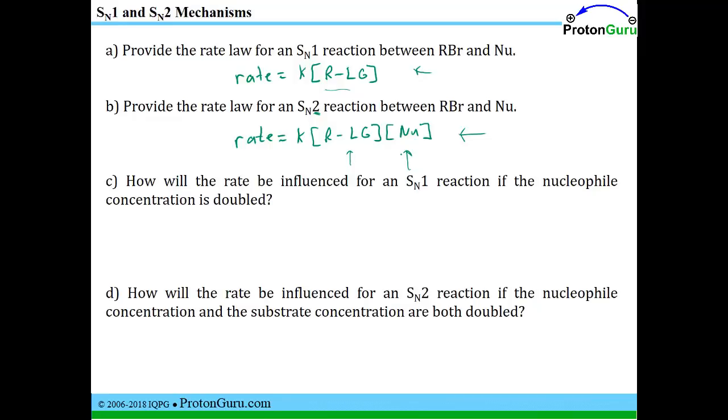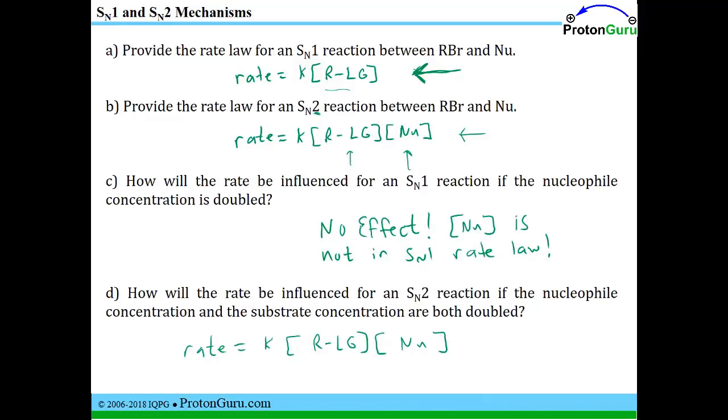With these rate laws in mind, we have two additional questions on this slide. First, we are asked how the rate will be influenced for an SN1 reaction if the nucleophile concentration is doubled. Now, the nucleophile concentration does not show up in the rate law, so it's not going to affect the rate of an SN1 reaction.